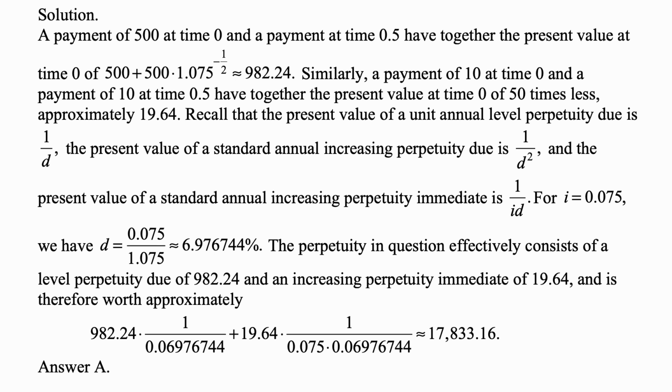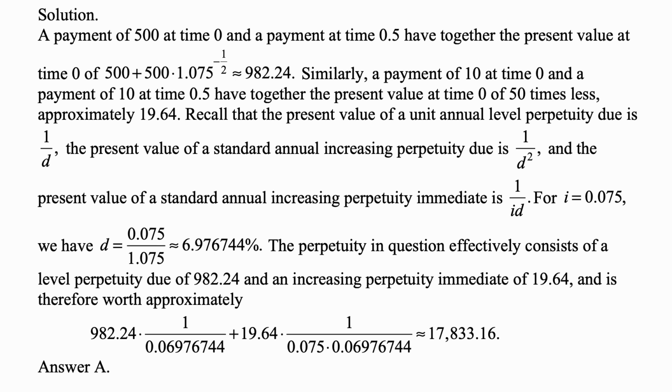And the present value of a standard annual increasing perpetuity immediate is 1 over id. And you get that very simply by taking 1 over d squared and dividing it by 1 plus i. This is because the perpetuity due brings money earlier, so it's worth more. How much more? Well, it's moving money forward 1 year, so you have 1 more year to earn interest on it, and in 1 year money is multiplied by 1 plus i.